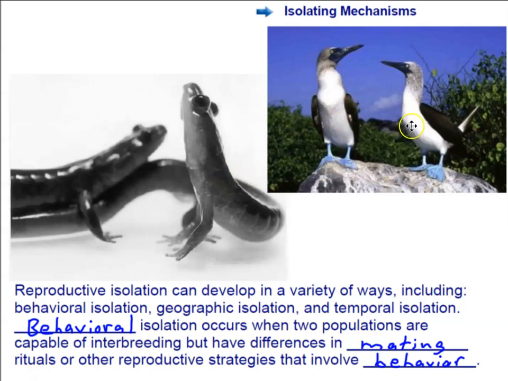And so in the case of the blue-footed booby, they do kind of like a dance, and if the male doesn't do the dance just right, then the female won't choose him as a mate. Same with the salamander. The salamander does a kind of positioning, a posing, and if he doesn't do it just right, the female won't breed with him.